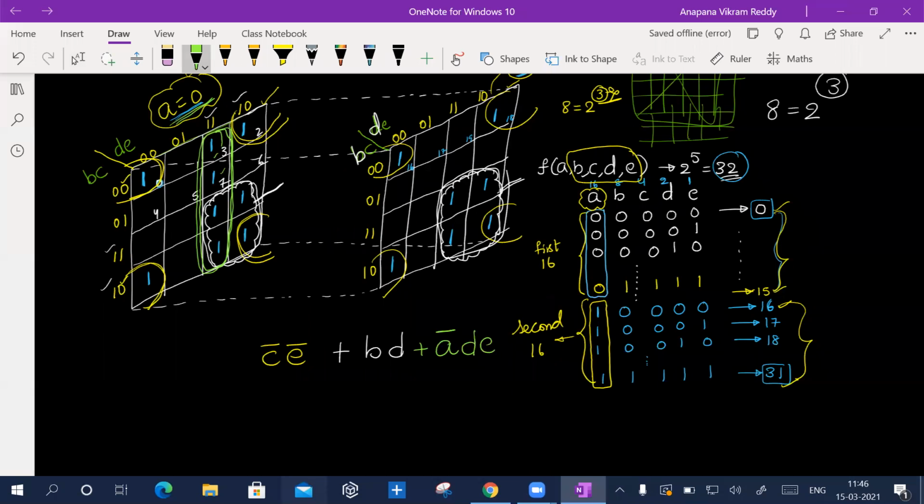Because I'm grouping only 4 cells, 4 cells means 2 to the power of 2, so 2 variables must be eliminated. So out of A, B, C, D, E, B and C got eliminated, and the remaining stuff you have is A complement DE. That's it. Everyone clear? Okay.